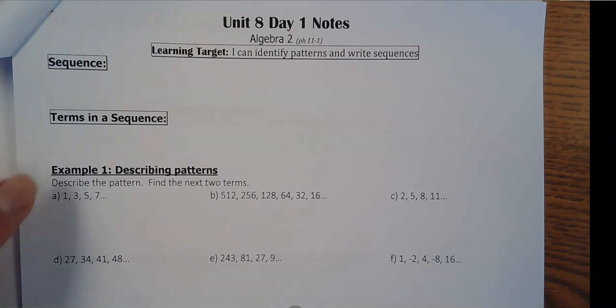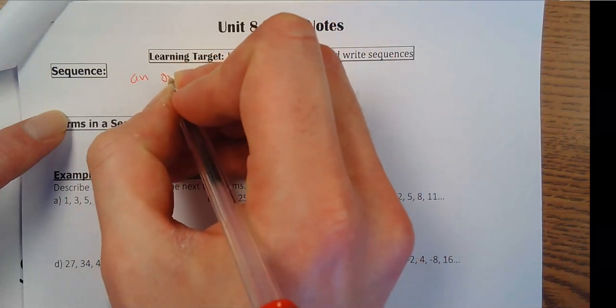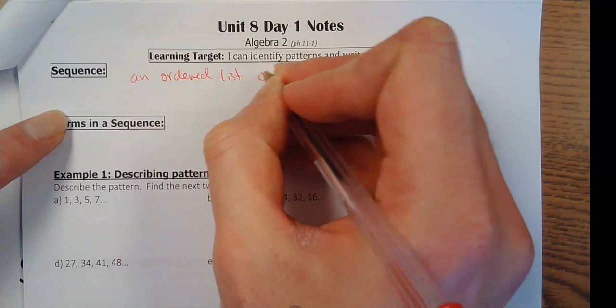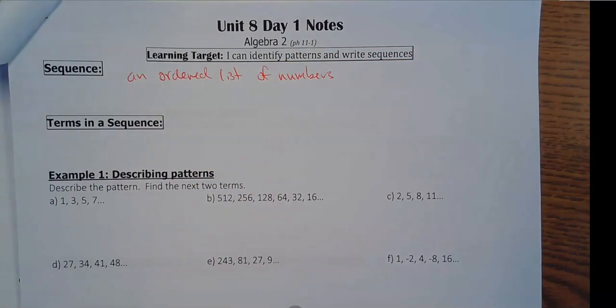So first off, a sequence is an ordered list of numbers. So there is an order to it. It's not just a bunch of random numbers. It's not just a set of numbers. It is in a certain order, and it's following a pattern.